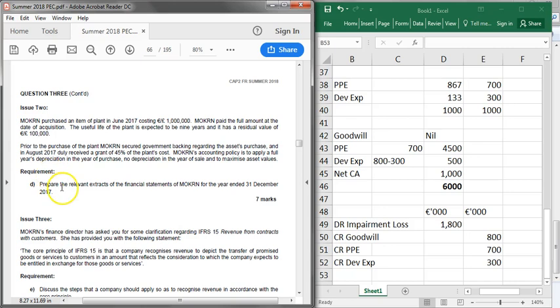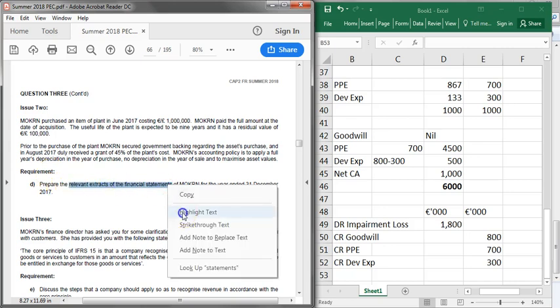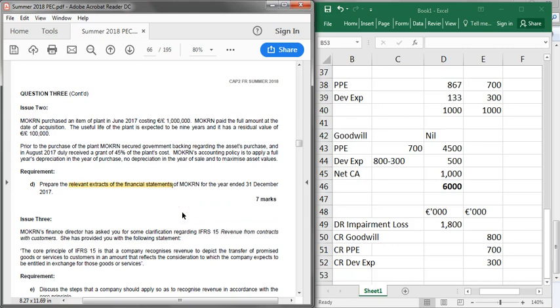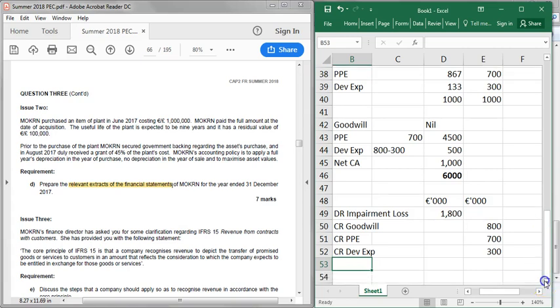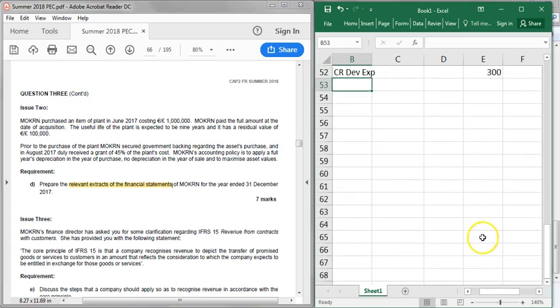Now just be careful, they do not ask you for journals here. They want the relevant extracts from the financial statements. That means what items are going to go into the P&L, what items are going to go into the statement of financial position. Students are weak on that. Be careful of what exactly you're asked in the exam. So if we work down through it, we'll give the journals just because it's easier to follow through, and then we'll work through how we account for each.